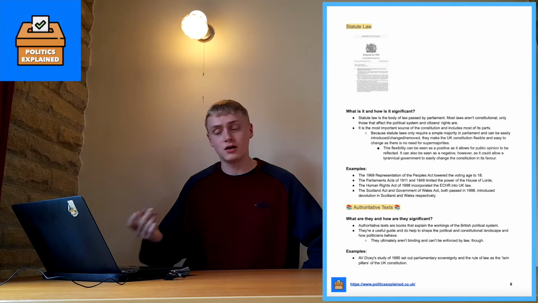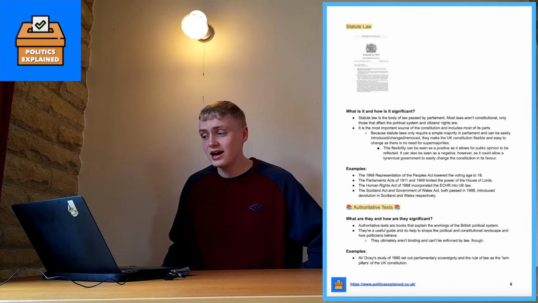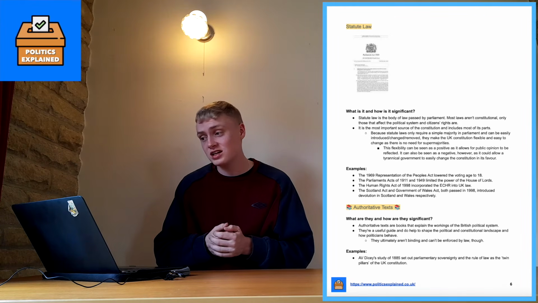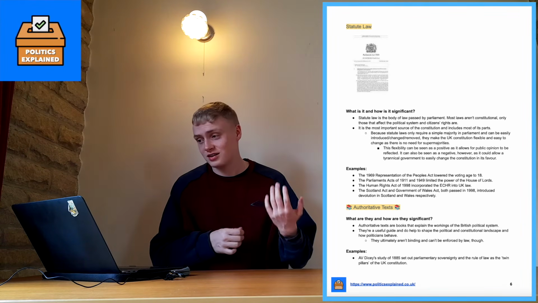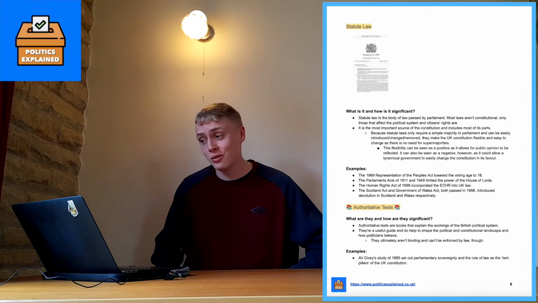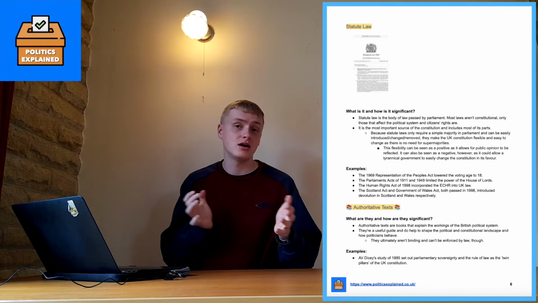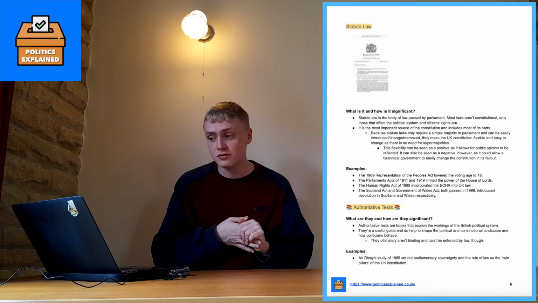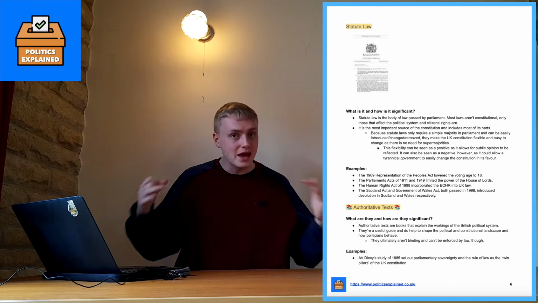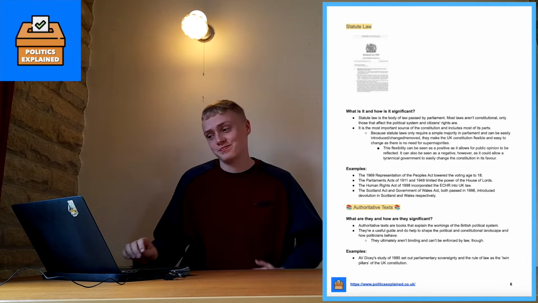Some examples I've got here are the 1969 Representation of the People's Act, which lowered the voting age to 18, and the Parliament Acts of 1911 and 1949, which, as I said, limited the power of the House of Lords. The Human Rights Act is also a statute law, and the Scotland Act and Government of Wales Act, both of which were passed in 1998, introduced devolution in Scotland and Wales, respectively. So that shows how these big constitutional changes in the UK are just passed by simple statute laws.